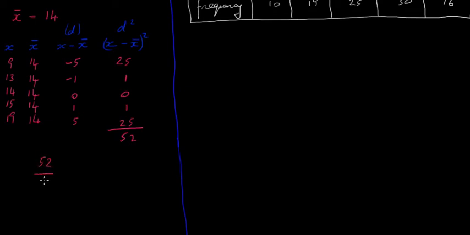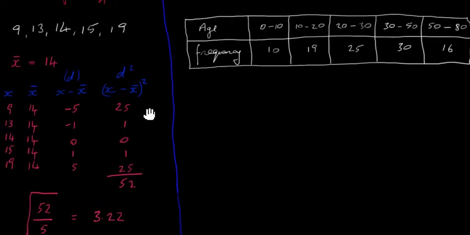I'm going to divide by 5. And remember, I need to get the square root of that as well. And when you do that, you get 3.22. That's the 2 decimal places. Okay, just the 2 decimal places, 3.22. So our standard deviation is 3.22. Okay, so that's how you calculate the standard deviation for a list of numbers.